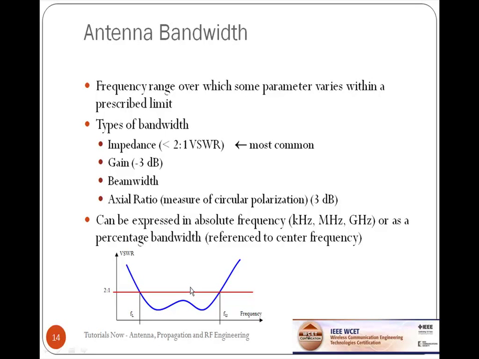An example of bandwidth with respect to VSWR is shown here in the figure, where the VSWR varies over lower and upper frequency limits with 2:1 as the threshold for definition. And so the upper and lower frequencies would define an absolute frequency range in kilohertz, megahertz, or gigahertz, or as a percentage of bandwidth, referenced to some center frequency.